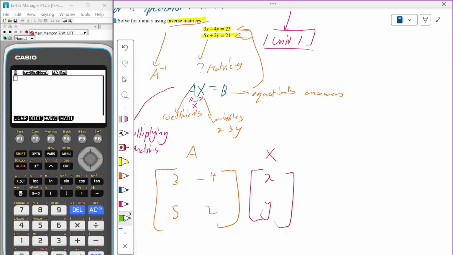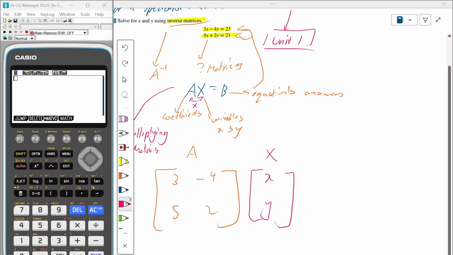Now you just need to think, does this actually work? You can test it out when you're writing down and trying to solve the question. We know that 3 is multiplied by x, so that's 3x up here. -4 is multiplied by y, so -4y is here, that matches. 5 multiplied by x matches here. 2 multiplied by y matches here. So that works. These matrices multiply to represent these simultaneous equations.